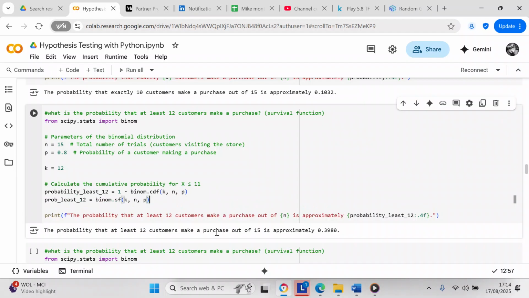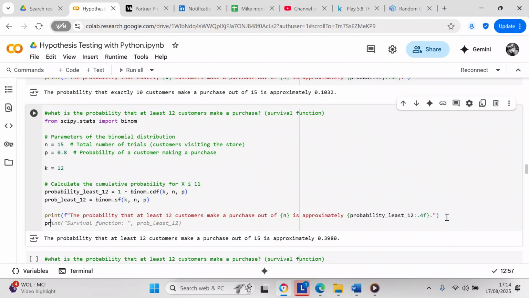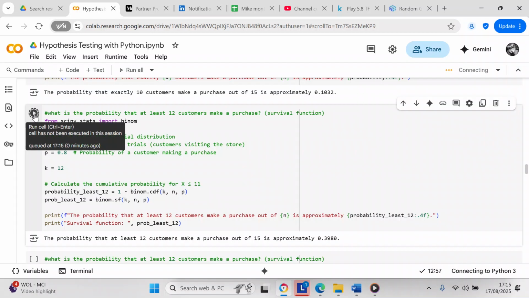And then the other one for the survival function is prob at least 12 equals binom.sf, k equals 12, n equals 15, p equals 0.8. And then we're going to print down here. And then we're going to run it again to make sure that the CDF and the SF functions are both in the same cell of code.